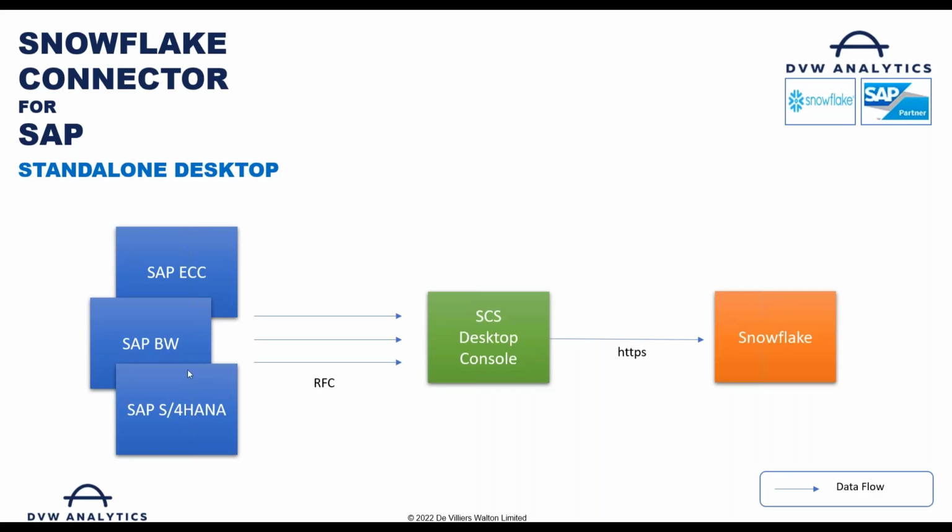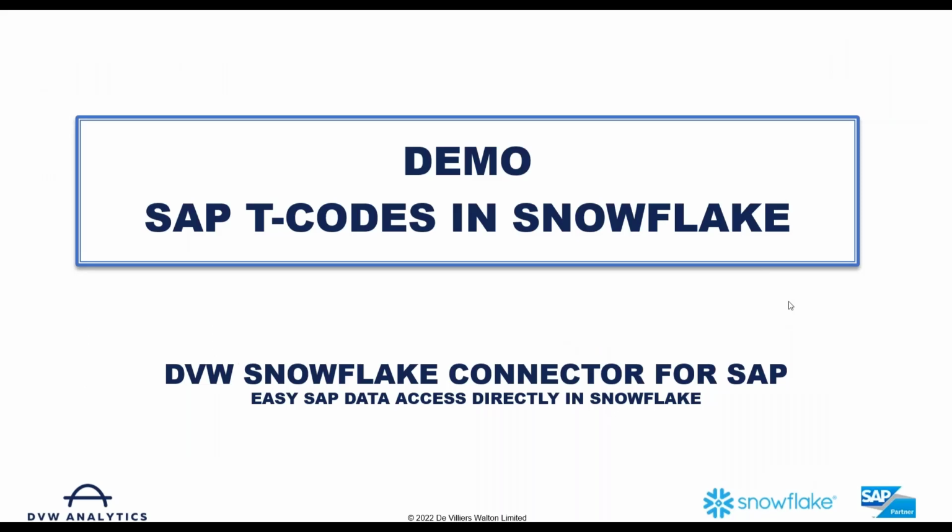So on the left-hand side, we have our SAP system or systems. I'm going to show you a demo in a minute from ECC, but as we said, it could be multiple different systems. There's an RFC call that's made by a configuration within the desktop console, and that configuration, when it's run, uses Python scripting to push that data across into Snowflake. So enough talk, let's see this in action.